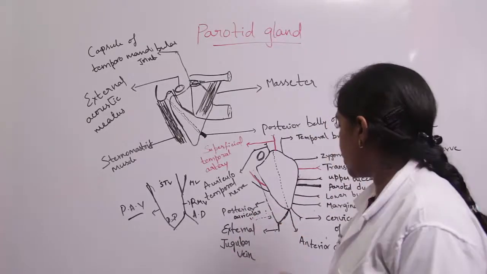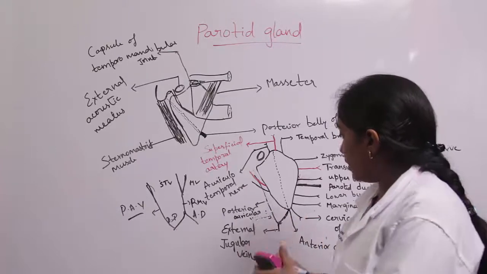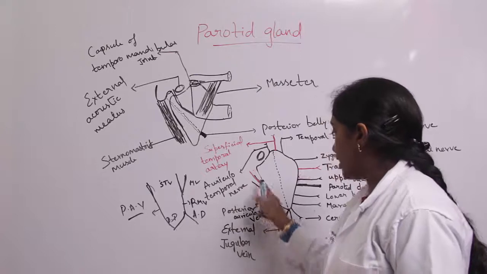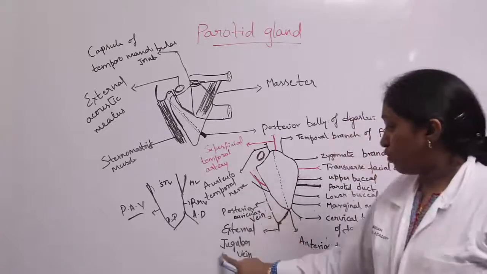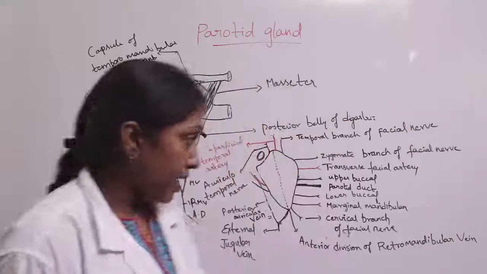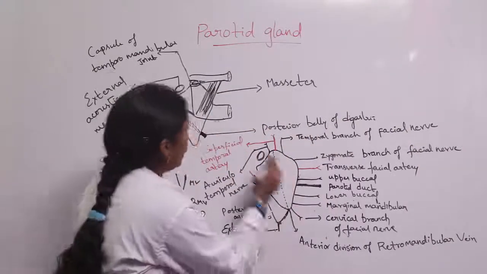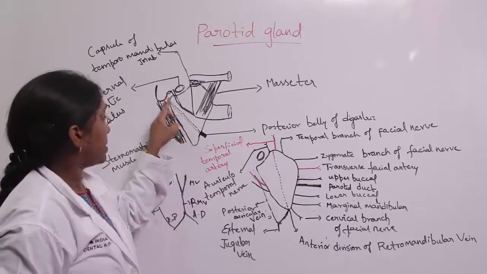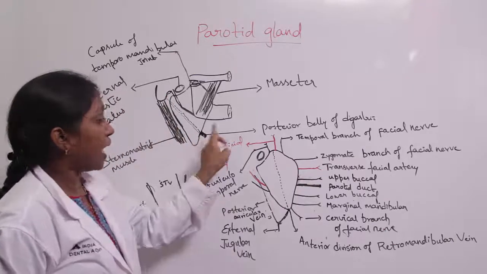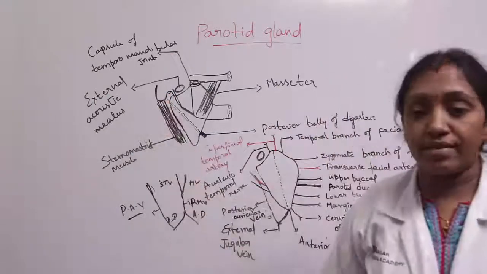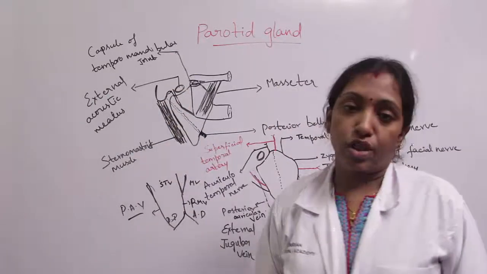And the posterior division of the retromandibular vein joins with the posterior auricular vein to form the external jugular vein. So this is about the apex, and this apex of the parotid gland overlaps the posterior belly of digastric. The origin of the posterior belly of digastric is from the mastoid process.